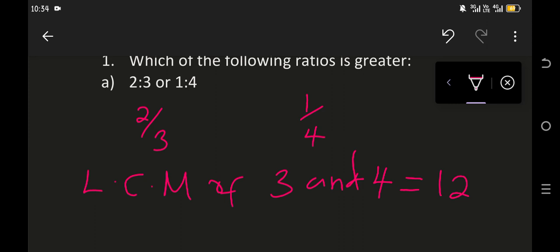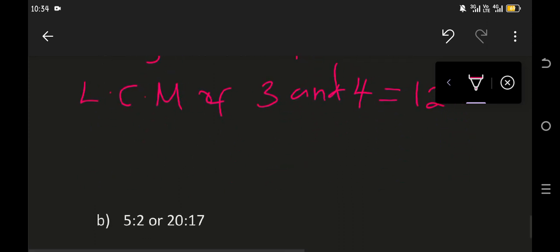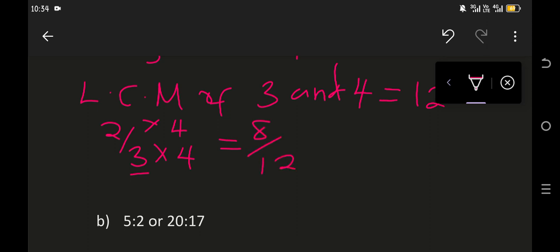So what are you going to do? For the first fraction, 2 over 3, you're going to look for a number such that if you multiply by 3, you get 12. And that number, you'll also multiply it by the numerator 2. So what will you take by 3 to get 12? You will take 4. So you will have 3 times 4, and that 4, you also use it in the numerator, 2 times 4. So that you have 2 times 4 is 8, 3 times 4 is 12. And then you leave it there.